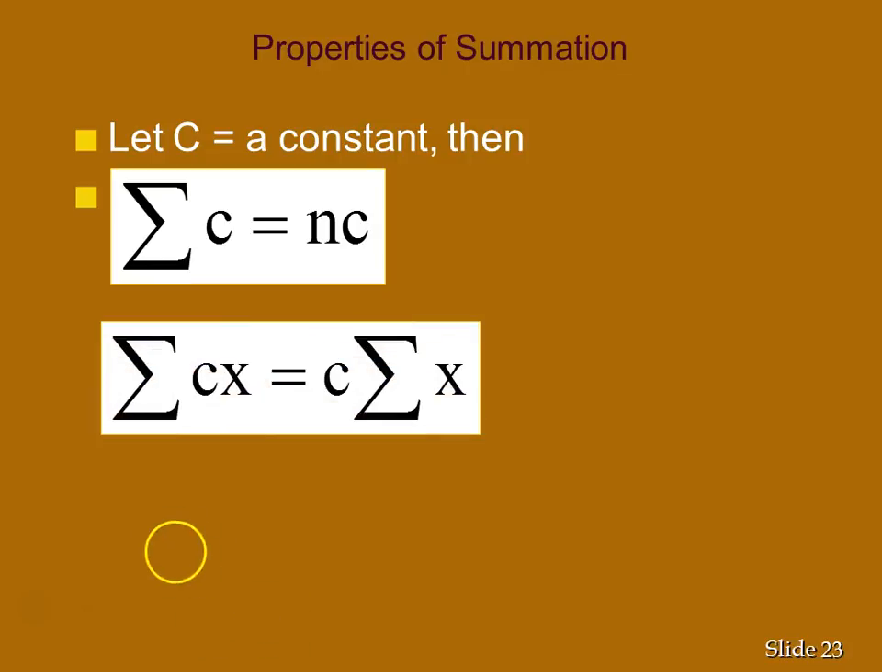A second property, the sum of a constant times a variable x. The basic property here is that you can pull the constant out in front of the summation sign. This is equal to c times the sum of the x's. That actually just comes straight from factoring. Here you would have cx1 plus cx2 plus cx3, and you can factor out that c.